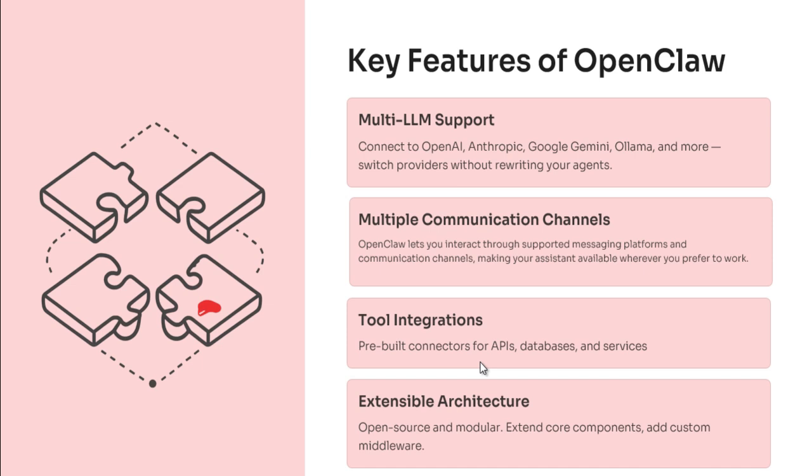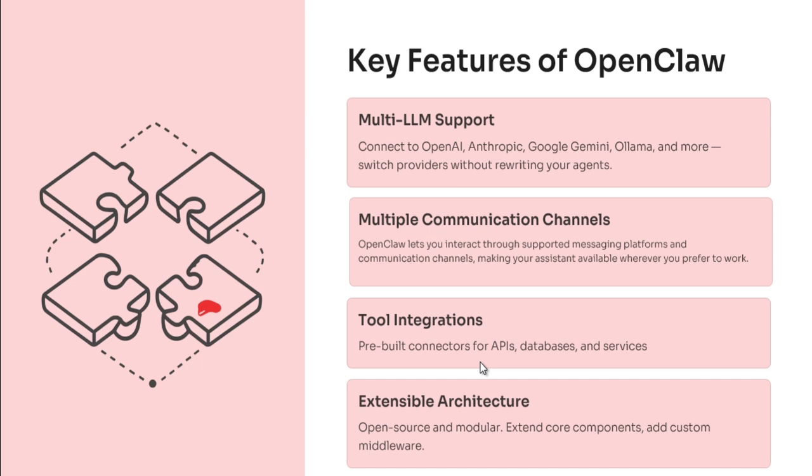Now let's see the second feature. OpenClaw is available across multiple communication channels. So you don't always want to open a browser to talk to your AI assistant, right? So OpenClaw lets you interact through supported messaging platforms and communication channels like WhatsApp, Telegram. So it will make your assistant available wherever you prefer to work.